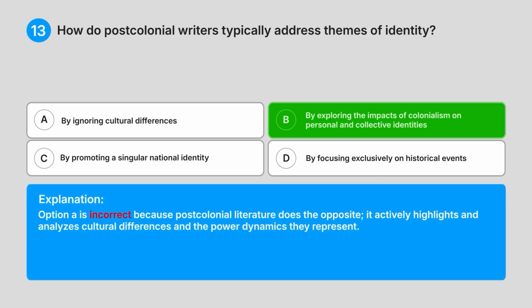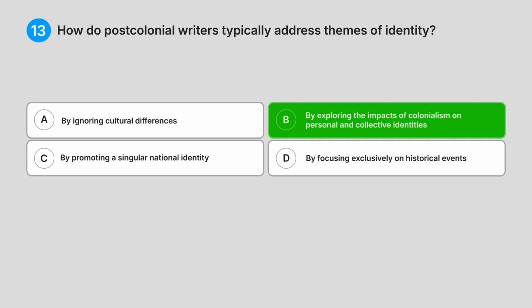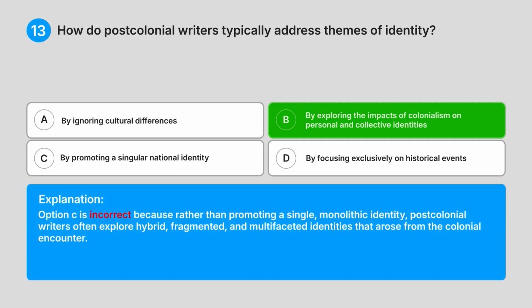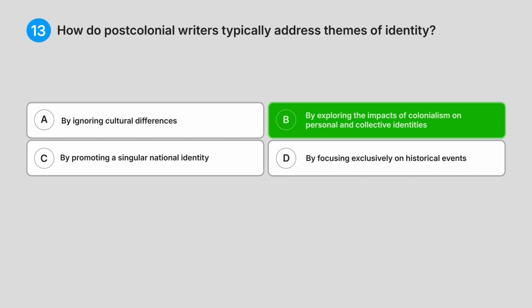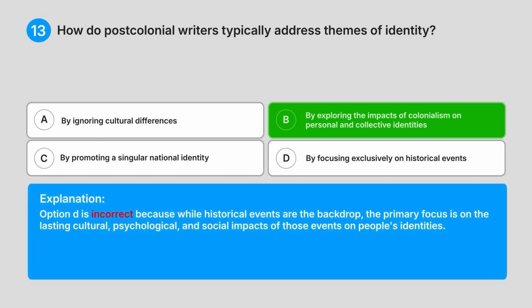Option A is incorrect because post-colonial literature does the opposite. It actively highlights and analyzes cultural differences and the power dynamics they represent. Option C is incorrect because rather than promoting a single, monolithic identity, post-colonial writers often explore hybrid, fragmented and multifaceted identities that arose from the colonial encounter. Option D is incorrect because while historical events are the backdrop, the primary focus is on the lasting cultural, psychological, and social impacts of those events on people's identities.